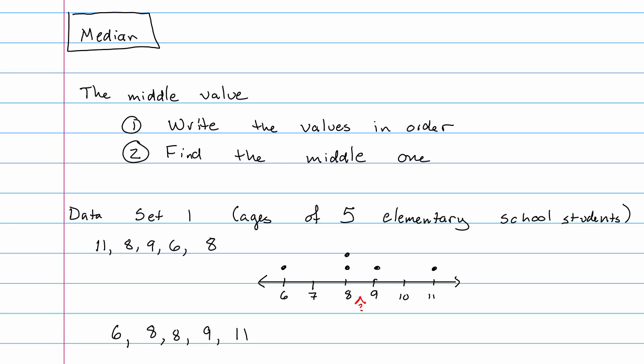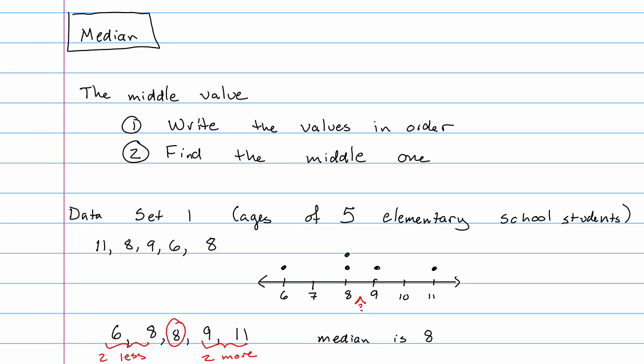So the middle one of those values is this 8 here. Right? We've got 2 that are less. We've got 2 that are more. We have an 8 in the middle. Our median is 8. And with that small of a data set, we can just kind of look at it and see that that 8 I circled is the one in the middle.